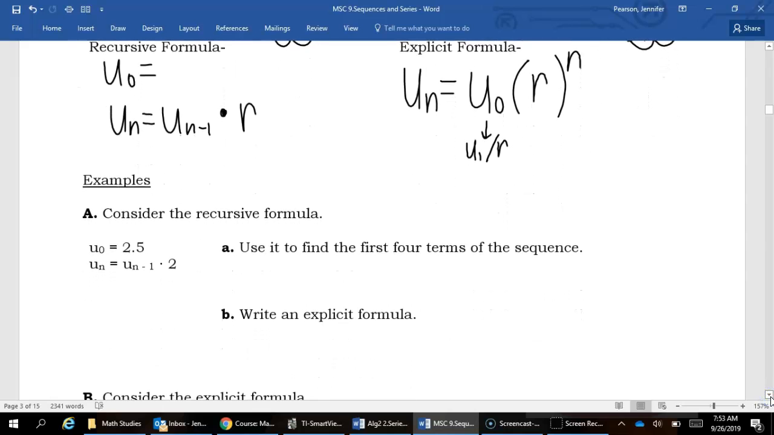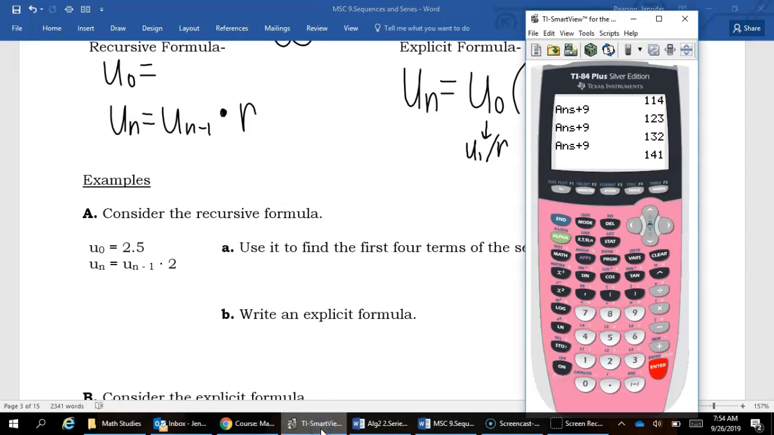The first one says, consider the recursive formula u sub 0 equals 2.5, u sub n equals u sub n minus 1 times 2. Use it to find the first 4 terms in the sequence. So we're given the starting number. We're told how to get the next number and the next number and the next number. Recursively, I think it makes the most sense to go to the calculator because I'm going to put in my starting value, and I'm going to hit enter.